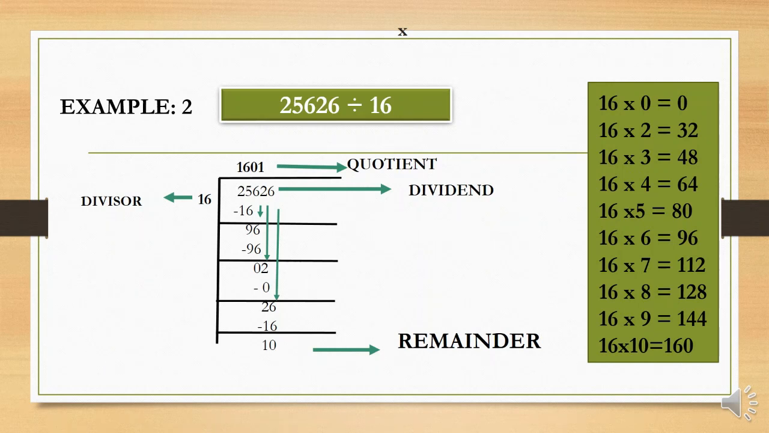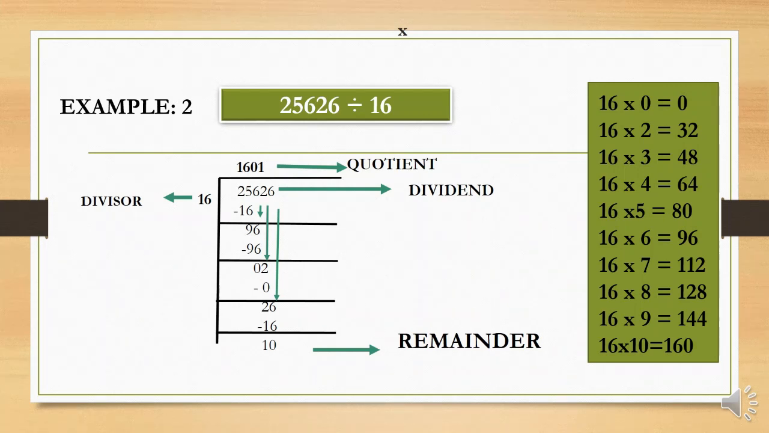After bringing down the digit, we again compare 96 and 16. Here 96 is greater than 16, so we can divide 96 by 16. As we know, 16 into 6 is equal to 96. Write 6 in the quotient and subtract 96 from 96 to get 0. Now bring down the next digit, that is 2.